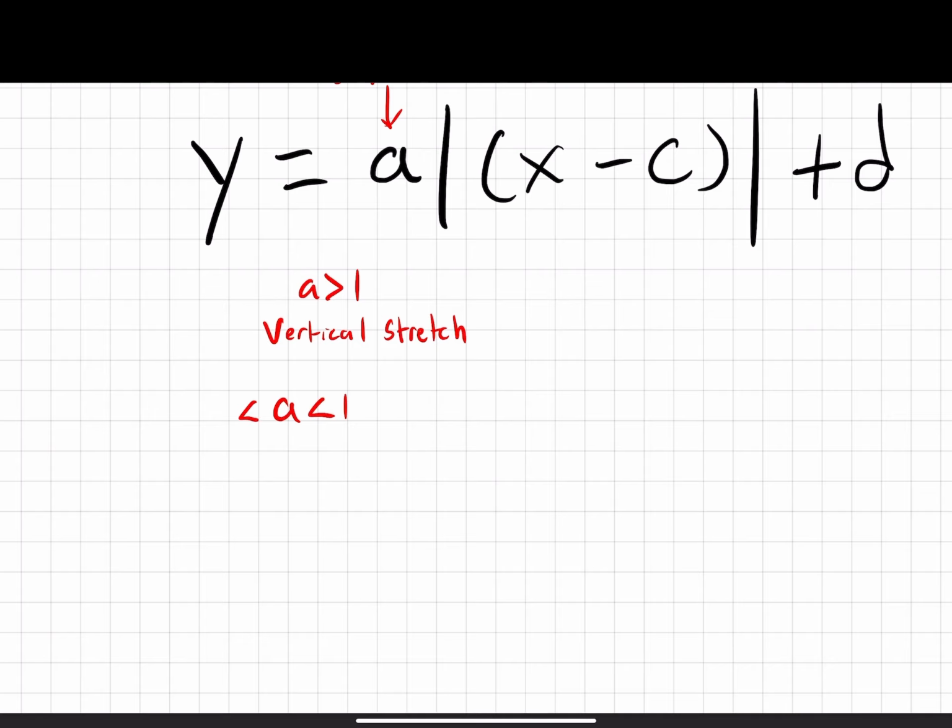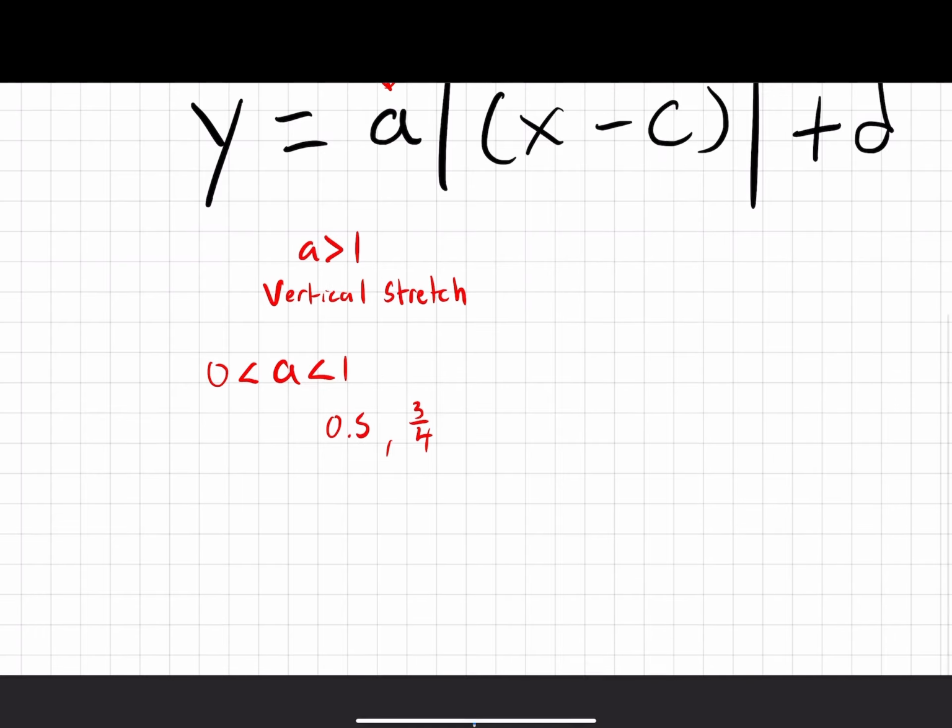specifically less than 1 and greater than 0. So the greater than 0 part talks that it is not negative. a being negative is completely its own transformation. But let's say a is some number that's a fraction or a decimal, like 0.5 or 3/4, anything that's less than 1. If I multiply that out front, this is going to compress the arms down.